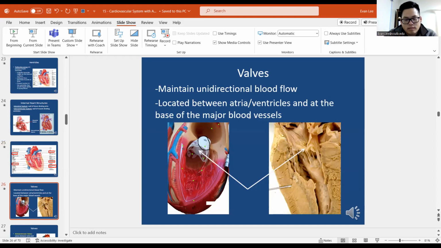Now, inside the heart, there are some additional supportive structures that help to allow blood to keep moving forward. And those structures are called valves.